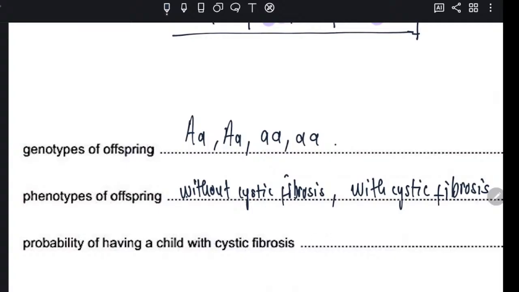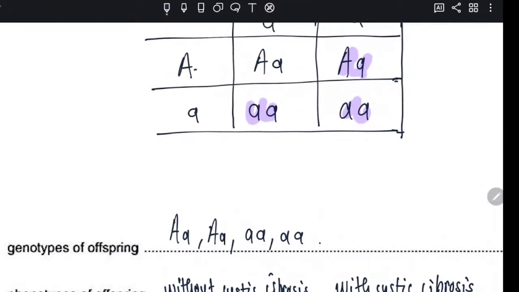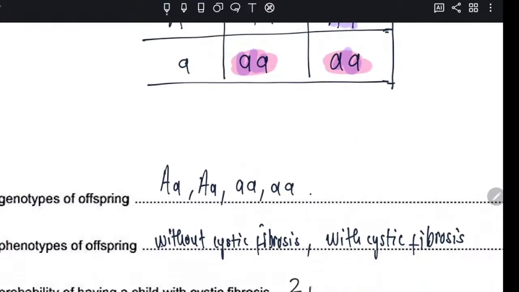Probability of having a child with cystic fibrosis. How many children have cystic fibrosis? Those with the recessive alleles, only 2. So you can say it is 2 in 4, or 50%. That's the probability. Are we together? Are we together, students? Okay, good.